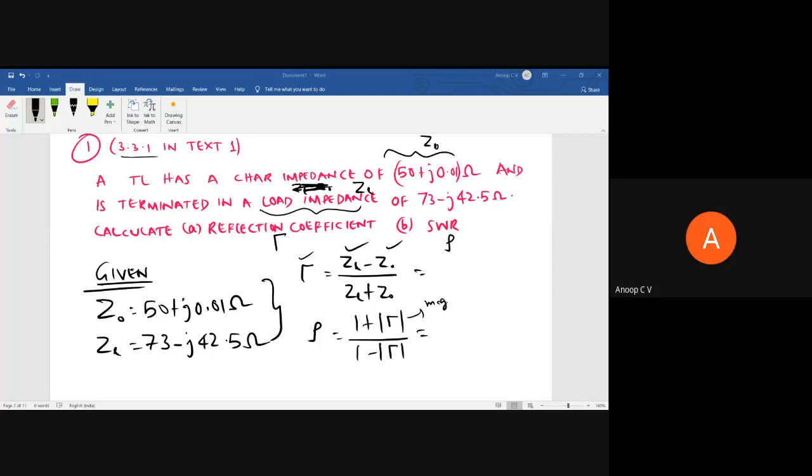Yes, sir. Did you get the answer? I got gamma as 0.273 minus 0.25j. Gamma, I need it in polar form. Sorry, I forgot to mention that. I need it in polar form. Why? Because in polar form, it will give me the magnitude, so that I can use the magnitude to find out rho. So could you tell me that in polar form, Srisha? Yes, sir, I'm doing it.